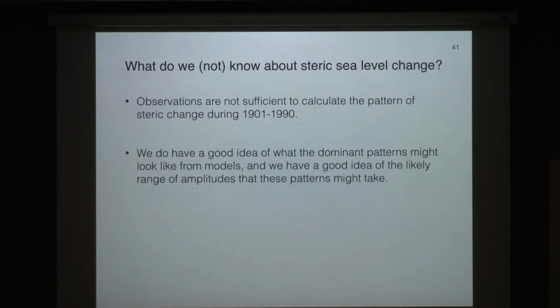We know that observations are not sufficient to calculate the pattern of steric change during 1901 to 1990. We just don't have that kind of information. But what I've tried to do from these EOFs of the climate models is get an idea of what the dominant patterns might look like at these locations, and get a good idea of the likely amplitudes of those patterns as well.